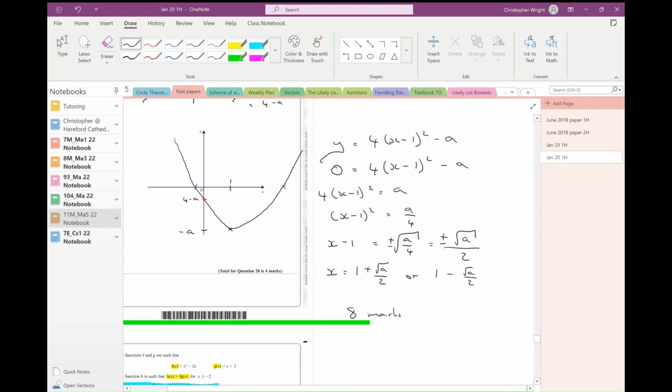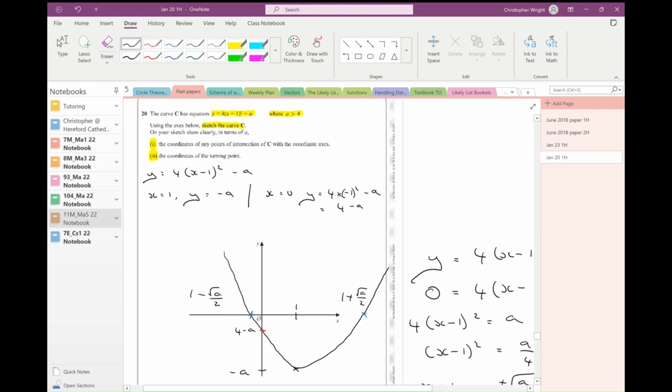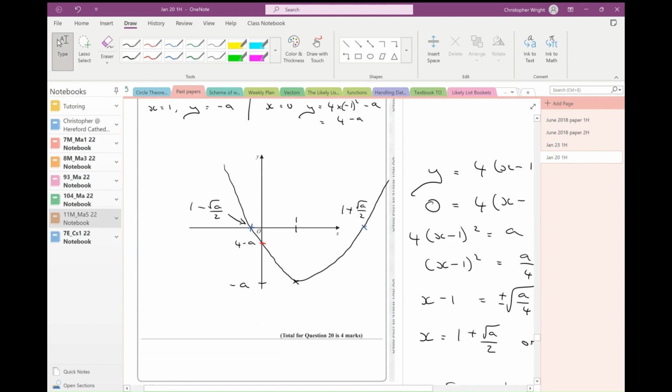So this point here has got an x coordinate of 1 plus the square root of a over 2, and this one has an x coordinate of 1 minus the square root of a over 2. All right, let's just go back to the question. On your sketch, show clearly in terms of a the coordinates of any points of intersection of C with the coordinate axes. Well, I've shown this point, and that point. So I've done that. The coordinates of the turning point, well, I think it's pretty clear, but I suppose I better make it really clear. There we go, and that is the end of question 20.